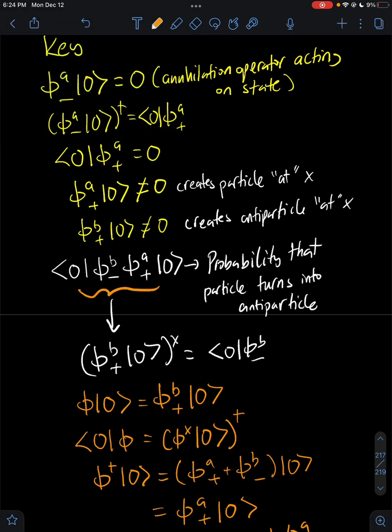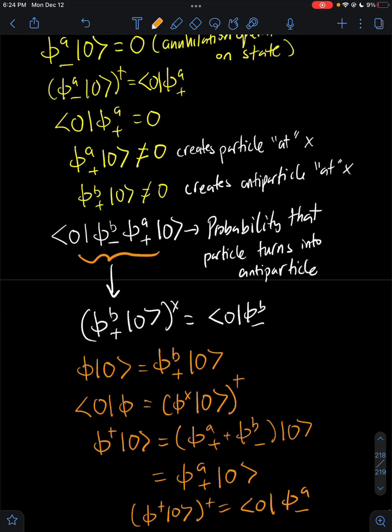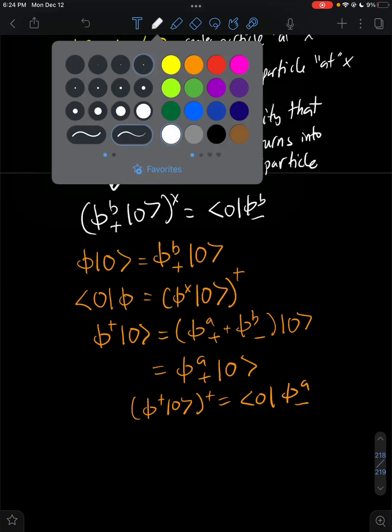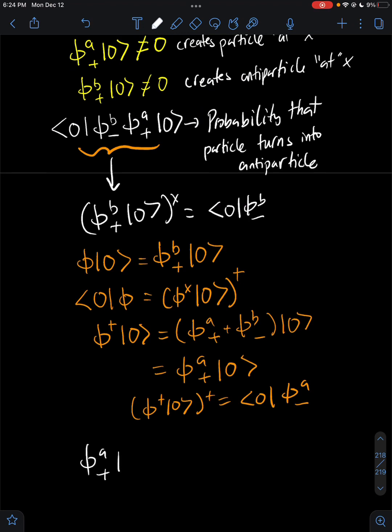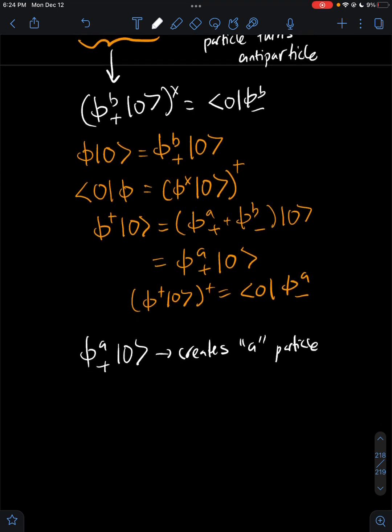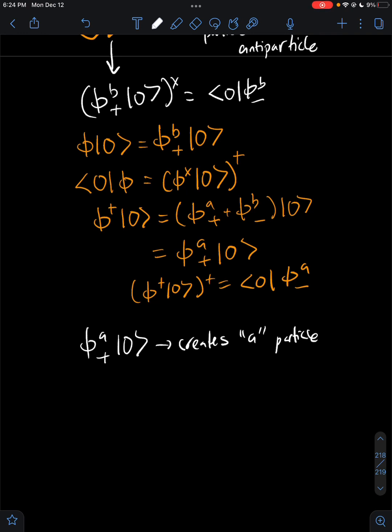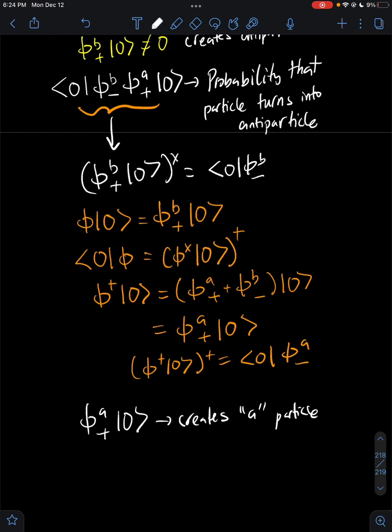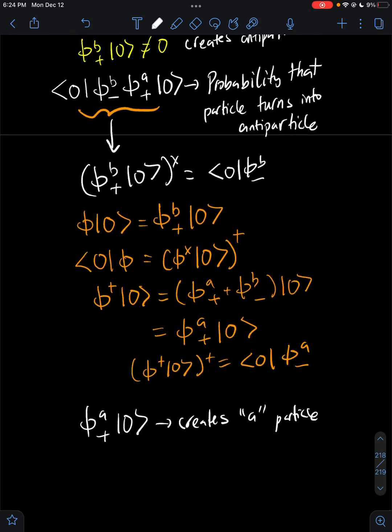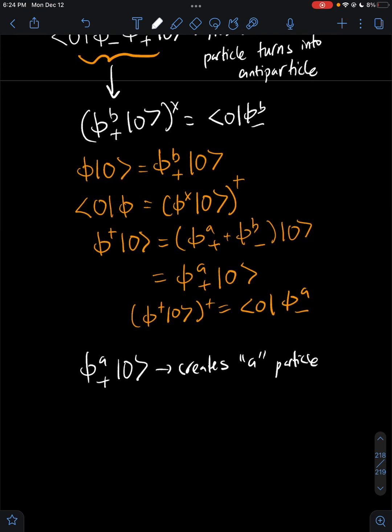But the question that you guys might be asking is, how do we know that? And the reason is that we know that phi A plus acting on the vacuum state creates an A particle. So we know that in quantum field theory, to find the probability that we get an antiparticle, we want there to be an antiparticle in the final state. But how do we write that? Well, we can write that as phi B plus acting on the vacuum state, but conjugated because we want it to be an antiparticle in the final state.